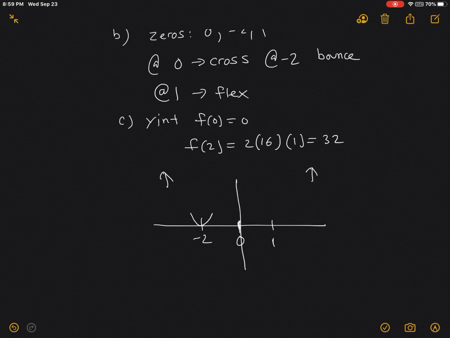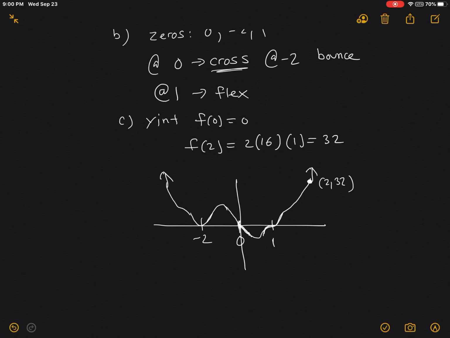Again, I'm going left to right. And then when I hit 0, it's going to be a cross. So this curve is going to come back down. So a cross would look something like this. And then when I hit 1, it's going to be a flex. And you're like, what's a flex? A flex is crossing, but it's going to kind of hug the x-axis like that. And then, of course, you have some random point. We'll call it (2, 32) is up here. Clearly not drawn to scale. But you can connect it with a smooth stroke of the pencil. But there it is. There's my graph.